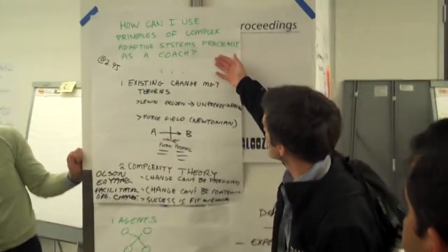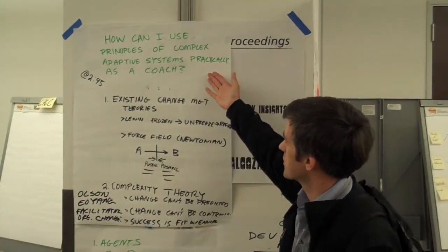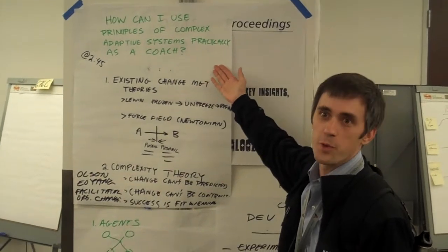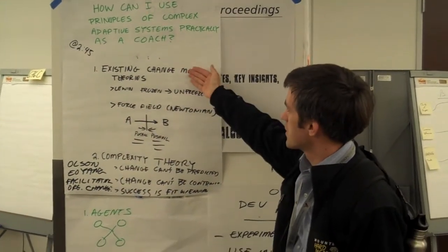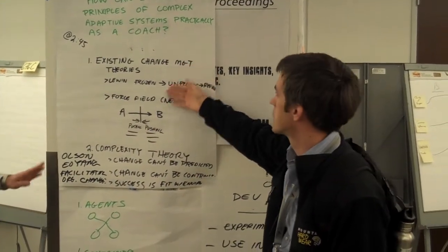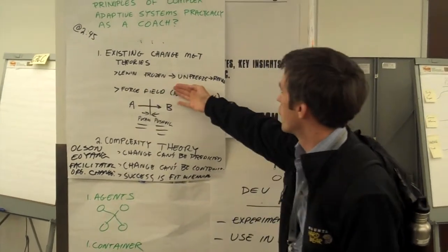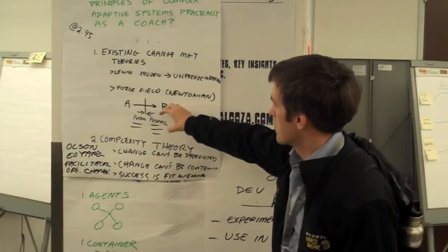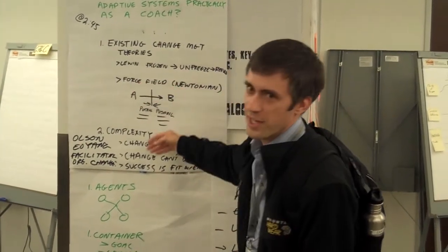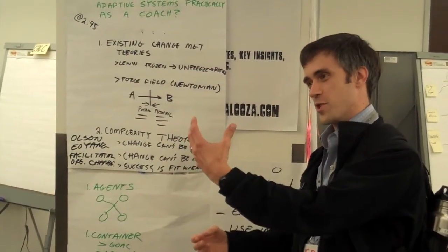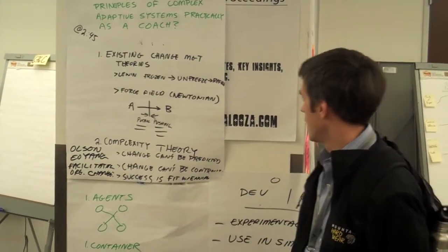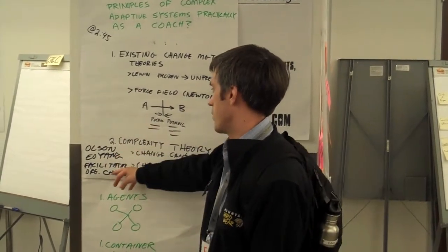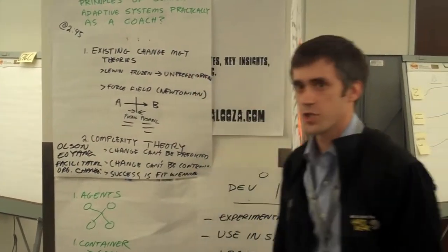Questions. How can I use the principles of complex adaptive systems practically as a coach? So we discussed existing change management theories, some Lewin, starting with a frozen organization, unfreezing and then refreezing it, some Newtonian theories around force field analysis, you know, forces that are pushing for change and those that are restraining. And then we talked about Olson and Ewing's book, Facilitating Organizational Change.